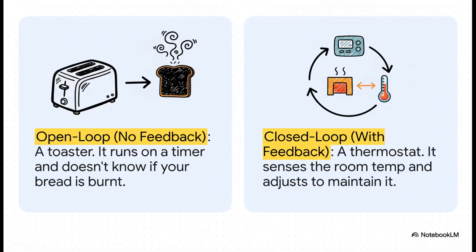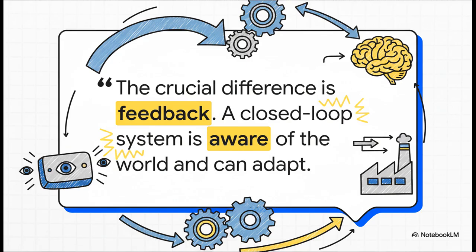Now, a closed-loop system is smart. That's your thermostat. It's constantly sensing the room temperature, comparing it to the temperature you set, and then acting, turning the heat on or off to get it just right. The key difference here is feedback. A closed-loop system is basically aware of what's going on. It can see what's happening, and it can adapt. And that ability to adapt, that's everything.